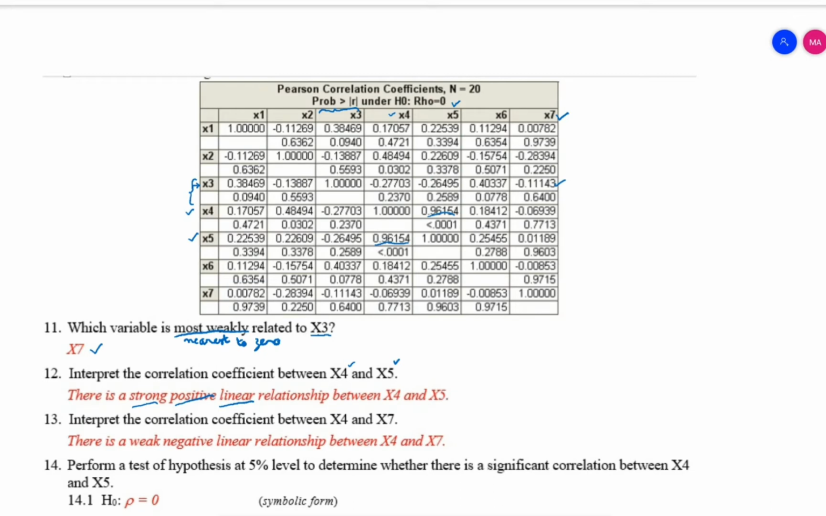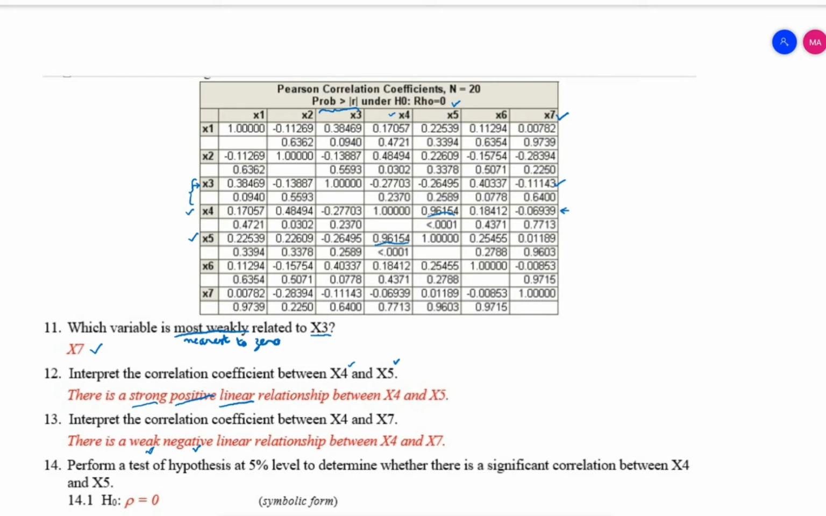Interpret the correlation coefficient between H4 and H7. Row H4, column H7 is negative, so a negative linear relationship. The value is 0.069, very near to 0, therefore very weak. So weak, negative; very weak or weak is okay. So how to write, you learn.